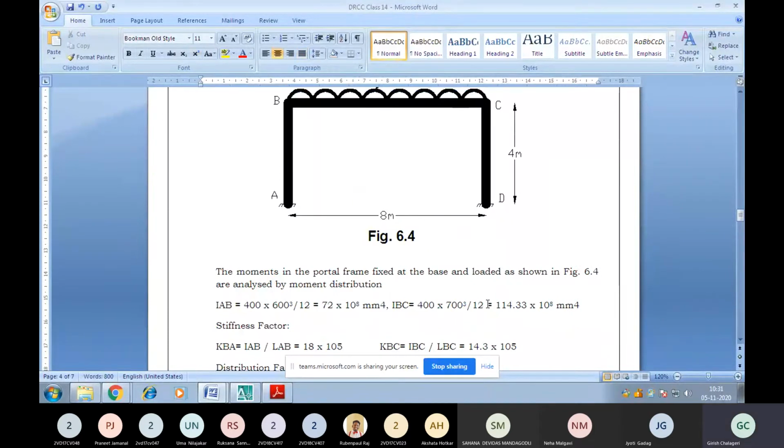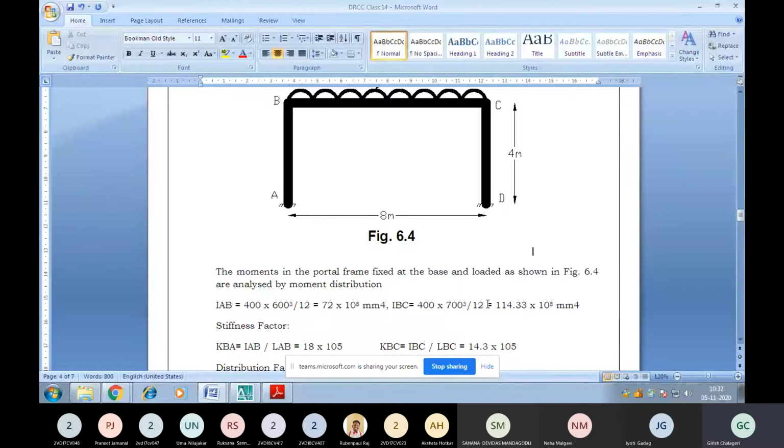So the I value for column AB will be BD cube by 12. B is 400, depth is 600. So BD cube by 12 we get 72 into 10 raised to 8 mm raised to 4. Similarly, the I value of the beam is 400 into 700 cube divided by 12. We get 114.33 into 10 raised to 8 mm raised to 4.